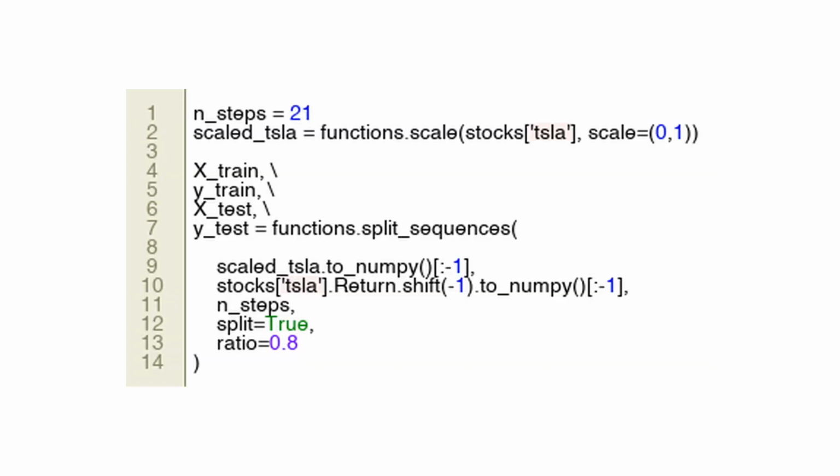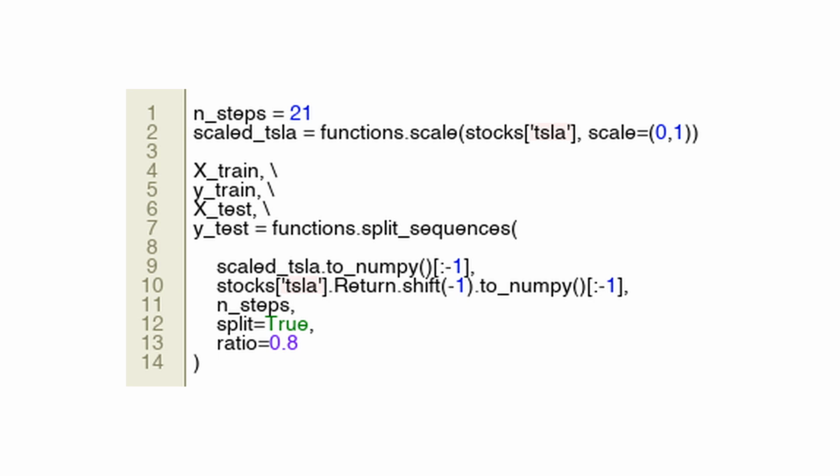The purpose of this Python code is to prepare a dataset for time series analysis or machine learning forecasting. The dataset contains stock price information for Tesla, TSLA, which is being processed to serve as input data features and output data targets for a predictive model. Initially, a variable n_steps is set to 21, which indicates that the model will use a sequence of 21 consecutive data points to make a prediction about the next data point.